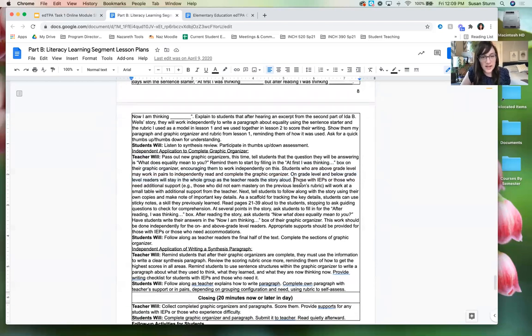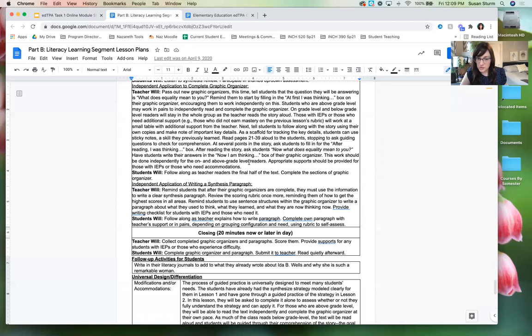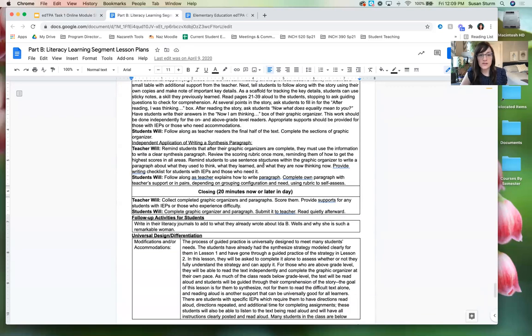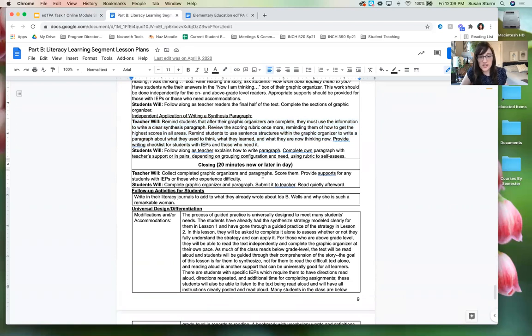Okay, so then something about the students with IEPs. Scaffold for tracking the key details, sticky notes, read aloud. So a little bit more guidance here for these students who have lots of needs. But generally they're filling in the graphic organizer by themselves. And then independent application of the written paragraph, she's still pulling those students who have specific needs. They get that writing checklist, they get that individualized support from her. And then at the end, she's going to collect those graphic organizers, score them, provide supports for any students who are experiencing difficulty.